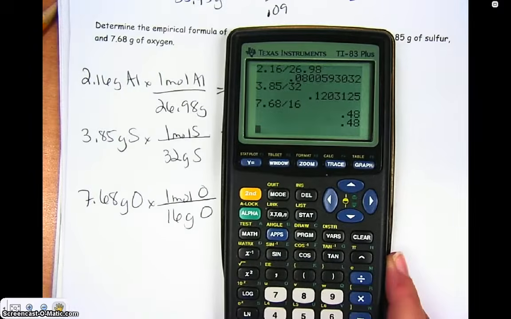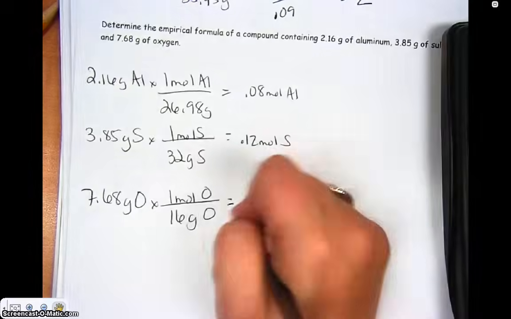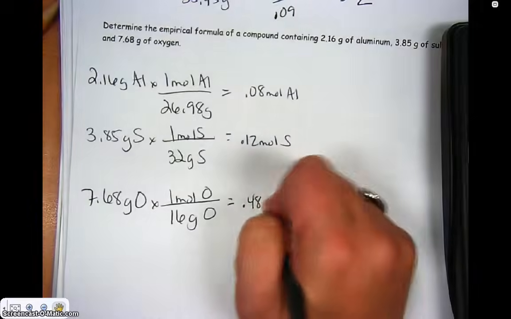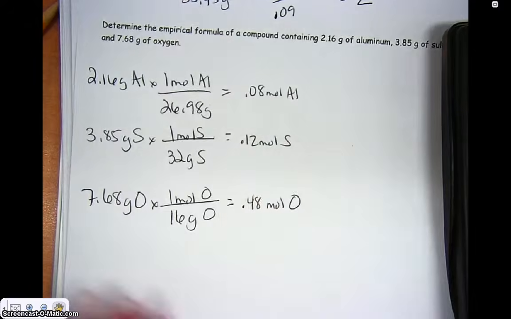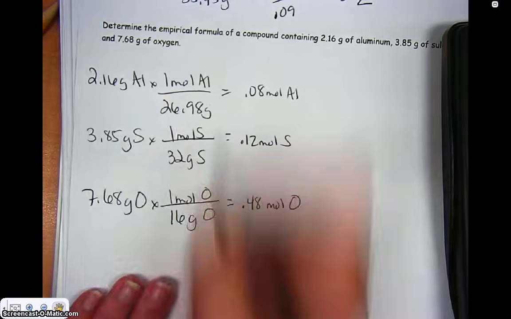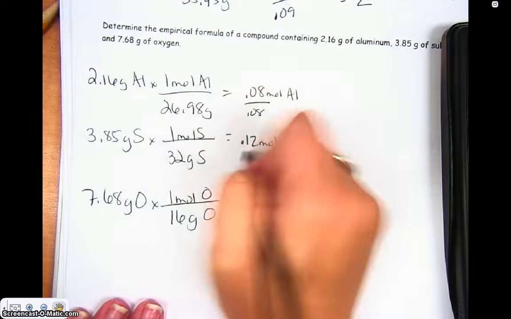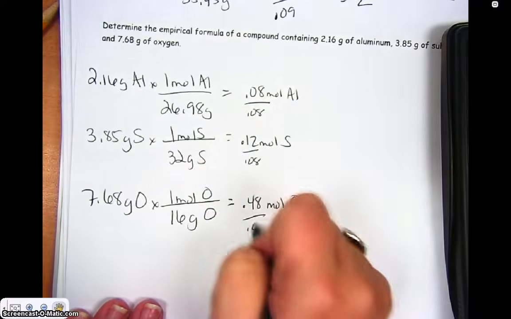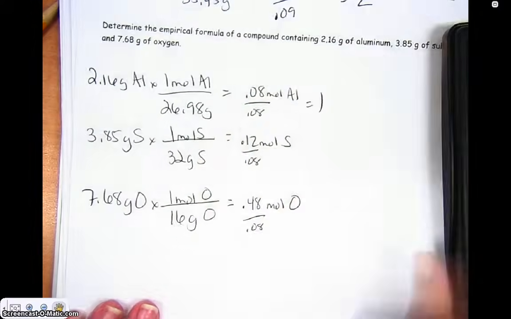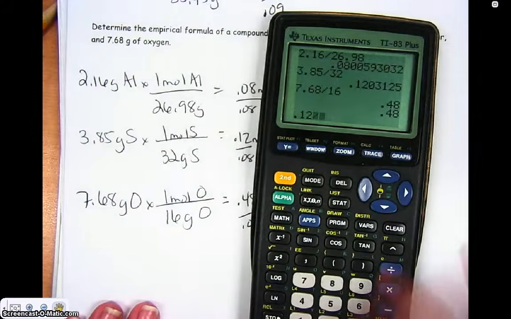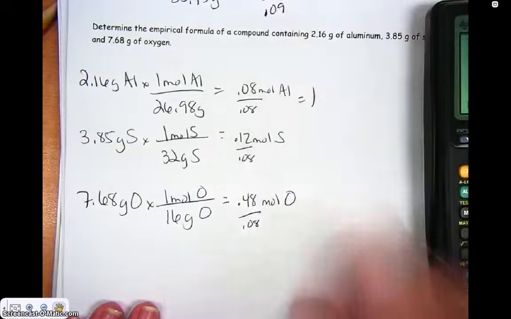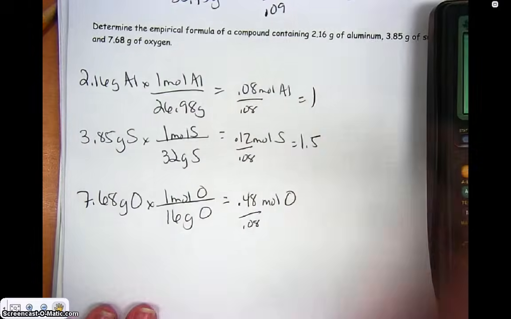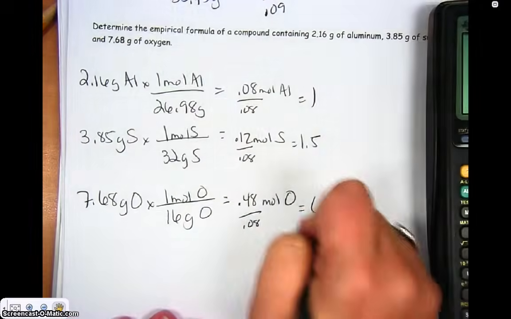0.48 moles of oxygen. Now the last step is to divide by the lowest number of moles. So I'm going to divide each of these by 0.08. That gives me 1, 1.5, and 6.